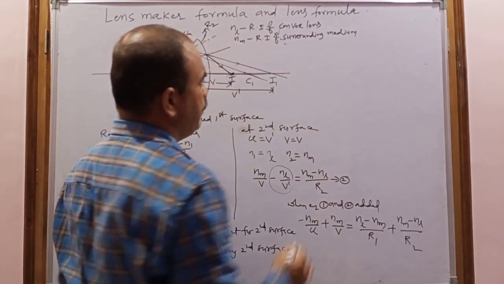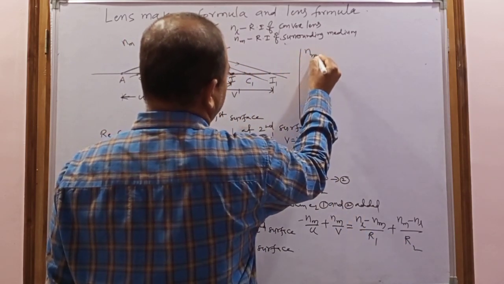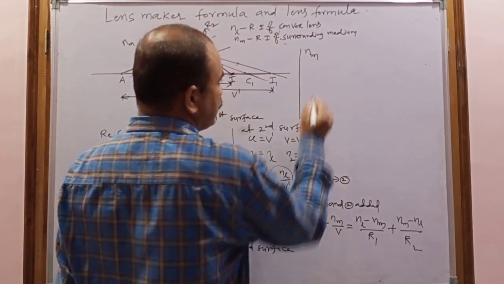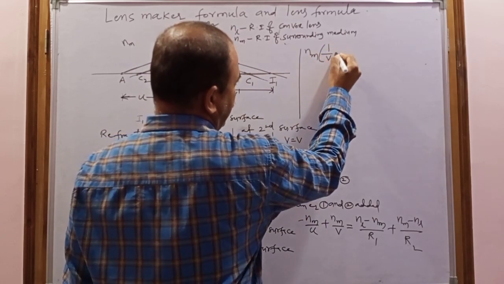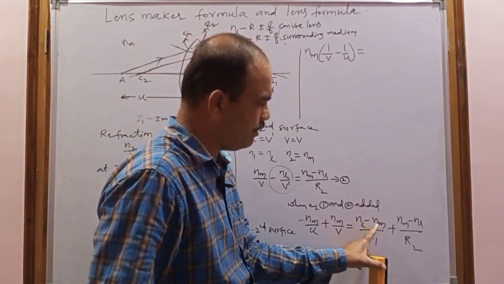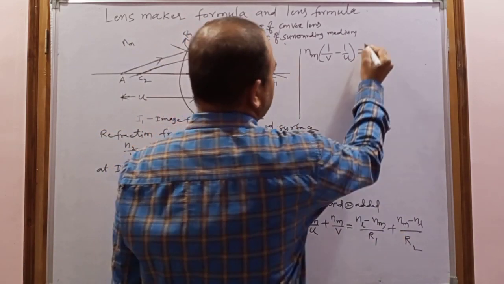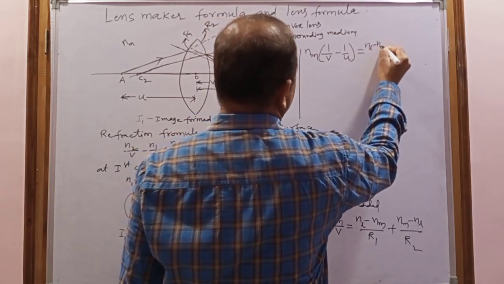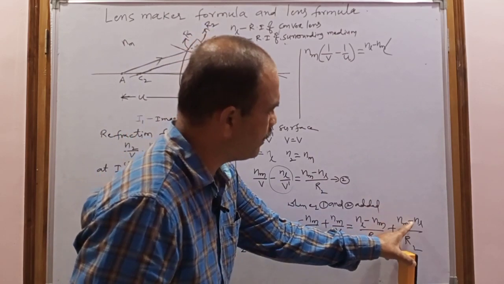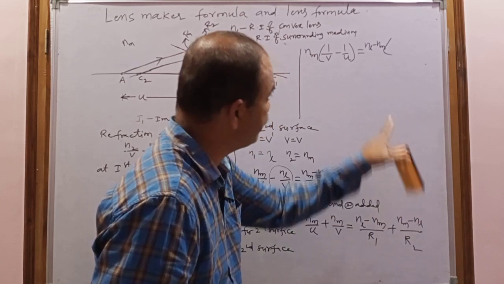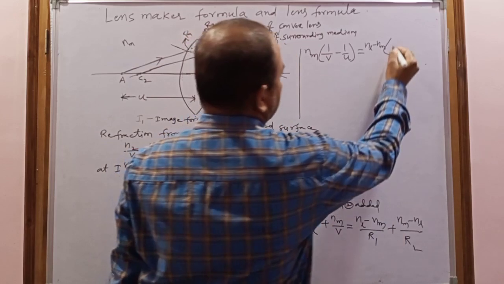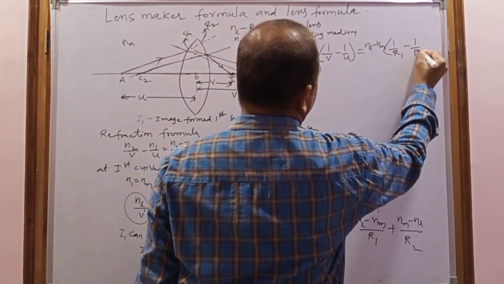Now on the left side, I am taking n suffix m common. When I take n suffix m common, minus 1 by u remains here, plus 1 by v. So that's why I am writing first plus 1 by v, next minus 1 by u, equal to. On the right side, I am taking n suffix l minus n suffix m common. So what remains here is 1 by r1, but here it is n suffix m minus n suffix l. That's why when I take n suffix l minus n suffix m, here it becomes minus. So that's why 1 by r1 minus 1 by r2.